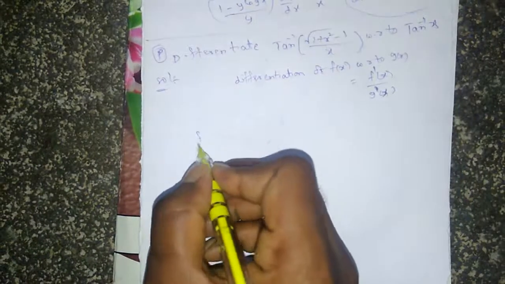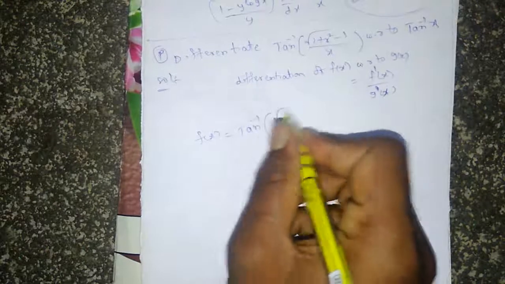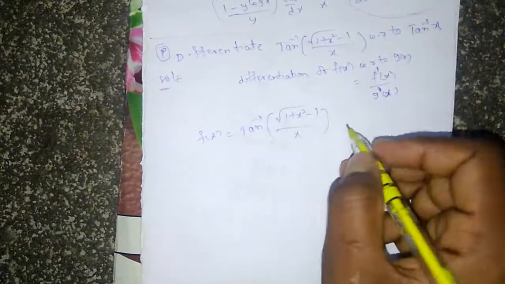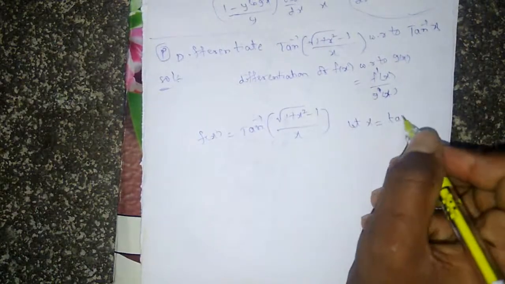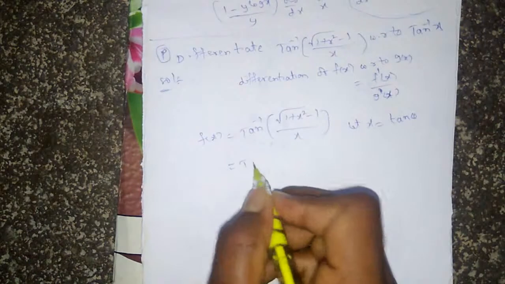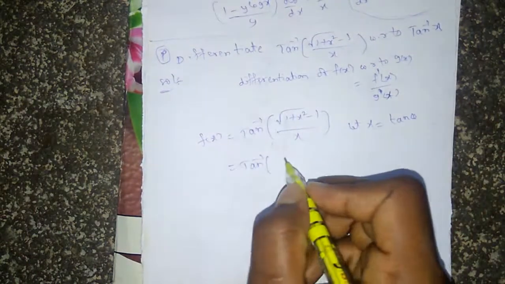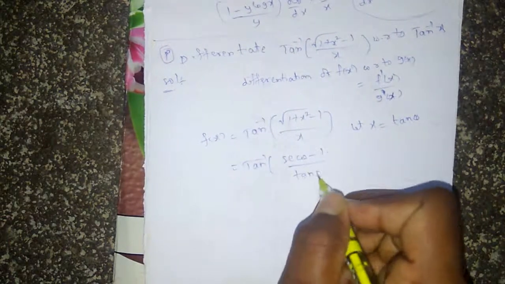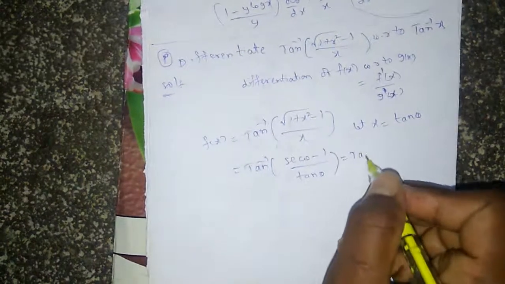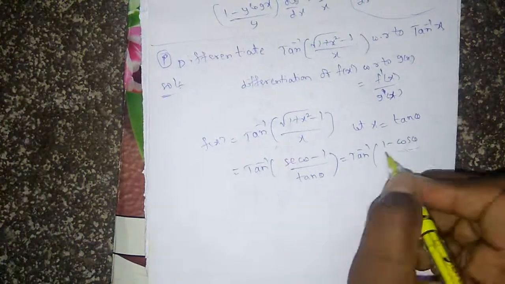Here f of x is given as root of 1 plus x square minus 1 by x. Here we need to take a substitution. Let us take x is equal to tan theta, that is tan inverse of root 1 plus tan square theta, which is sec square theta, root sec square is sec theta, minus 1 by tan theta. So that is equal to tan inverse, this is 1 by cos theta. Here if you take LCM, 1 minus cos theta by sin theta.